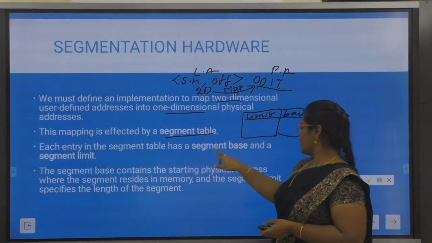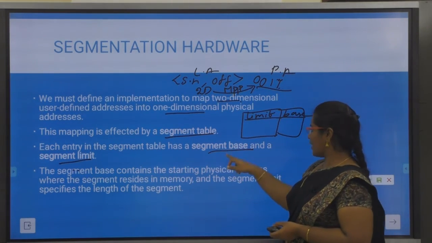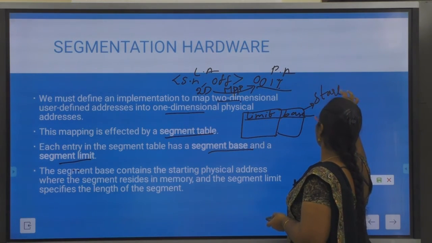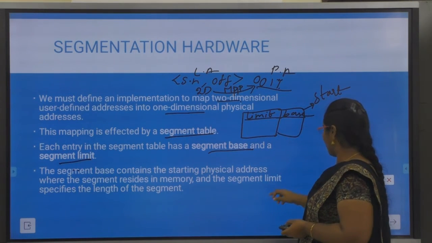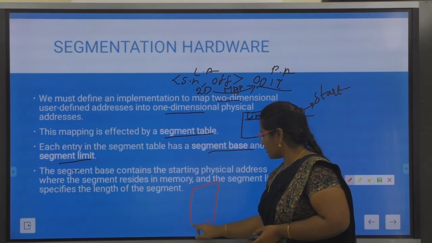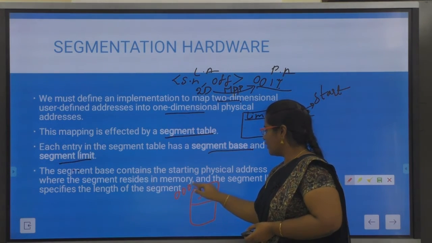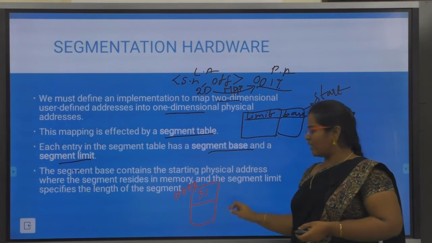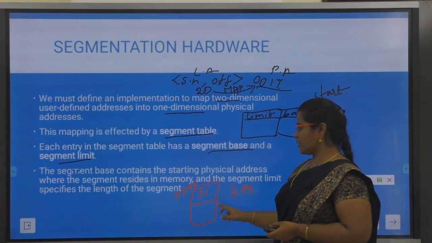Okay, so one is the segment base and the other is the segment limit. The segment base consists of the starting address of your segment in the physical memory, that is, in the main memory. So if you consider the previous example which we have seen, this is segment 1 starting at the address 0000, and say, for example, the size of your segment is 400 bytes.